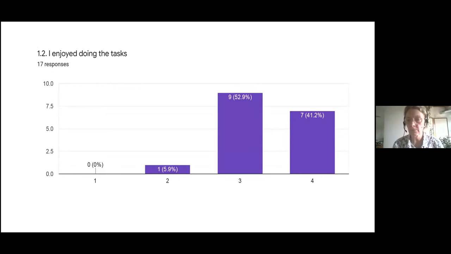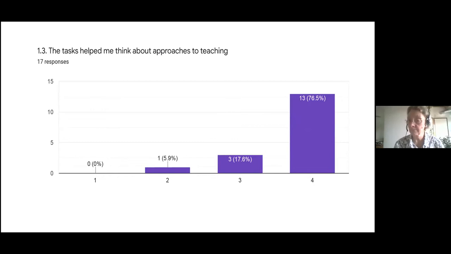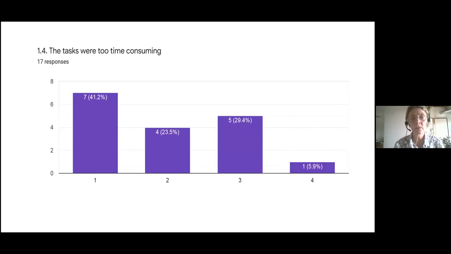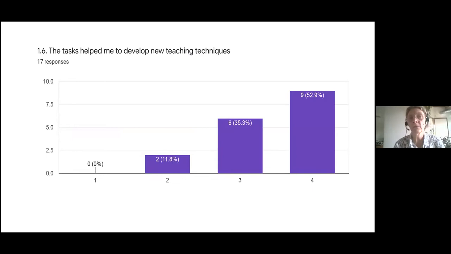thoughts about this. They helped me to think about approaches to teaching, and this came out quite strongly positive. They had slightly mixed views about how much time the tasks took them, but they did feel that the tasks helped them to develop new teaching techniques.